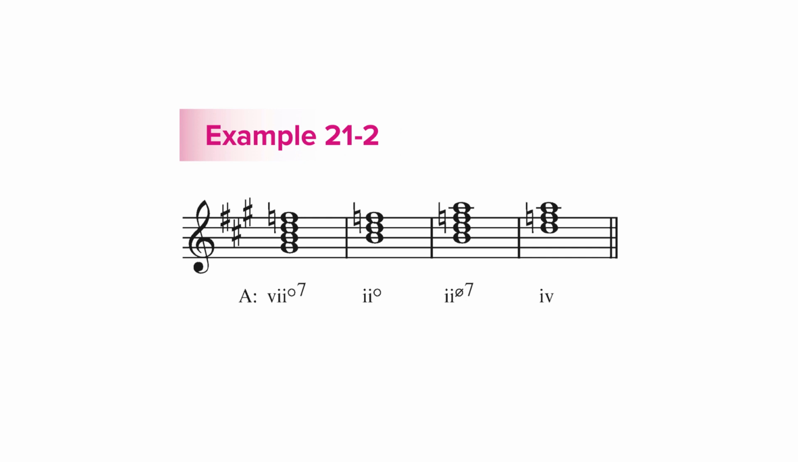And we can also change the 2nd degree. Instead of a minor chord, we can use the diminished version, and we can change the 7th chord of the 2nd degree. Instead of minor 7th, we can use the half diminished version. And the 4th degree, instead of a major triad, we can use the minor 4th degree.